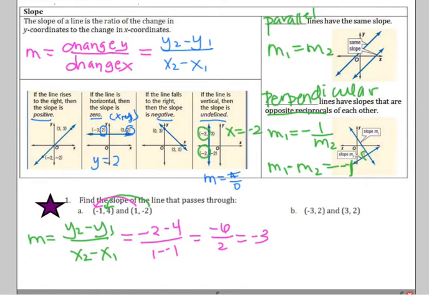Now what if I do it the opposite direction? Okay, now I'm going to go from here to here. So what if I have 4 minus -2 over, go backwards, got to stay in the same order, -1 minus 1. That gives me 6 over -2, which is also -3. So it doesn't matter which one you start with first as long as you're consistent. Okay. B. So my answer for A is -3.